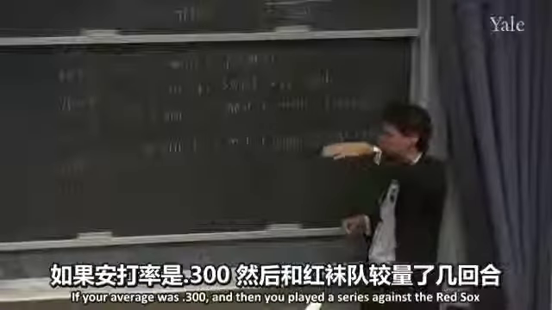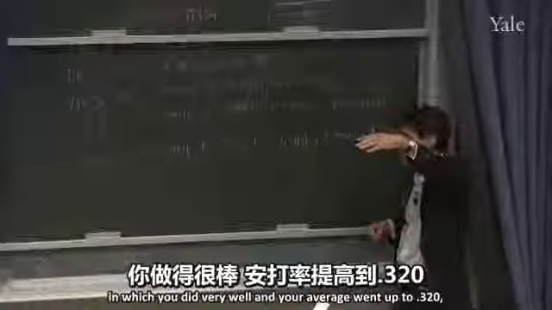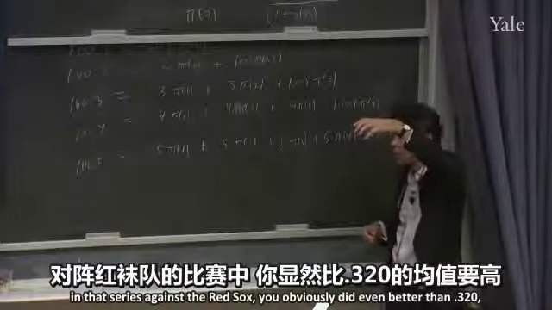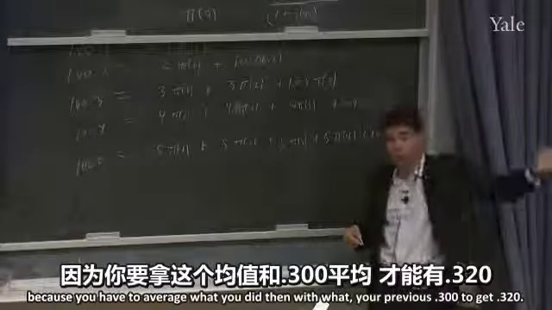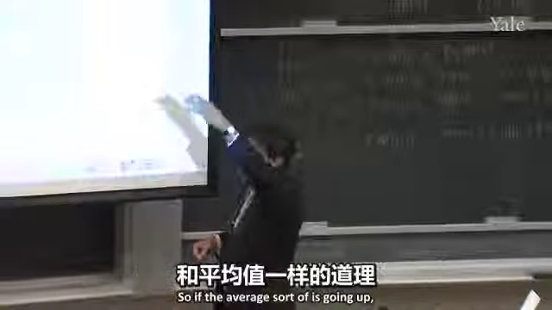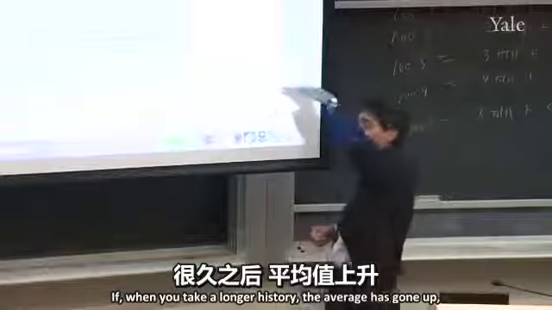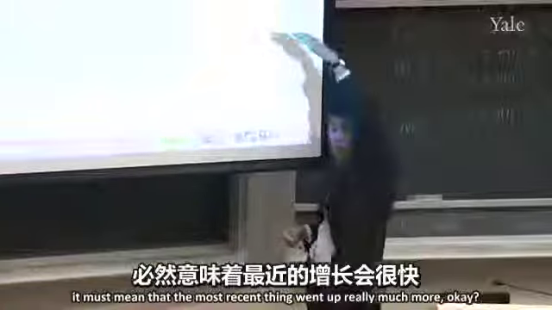If your average was 300 and then you played a series against the Red Sox in which you did very well and your average went up to 320, in that series you obviously did even better than 320, because you had to average what you did then with your previous 300 to get 320. So if the average is going up, remember the yield is the same thing over the whole history. If when you take a longer history the average has gone up, it must mean that the most recent thing went up much more.